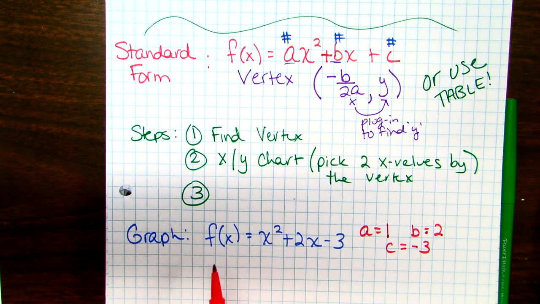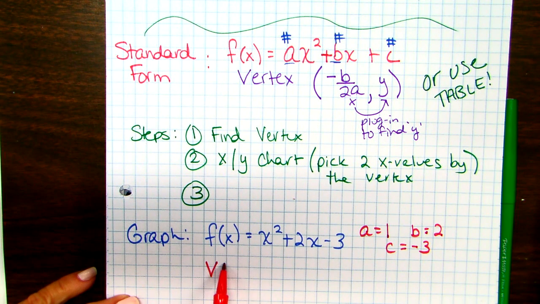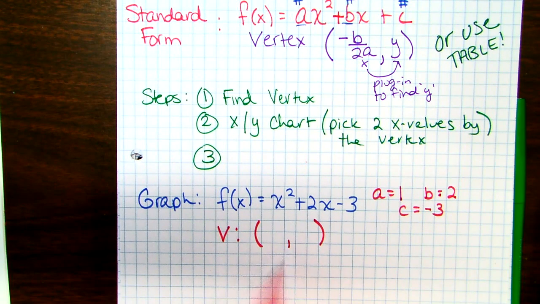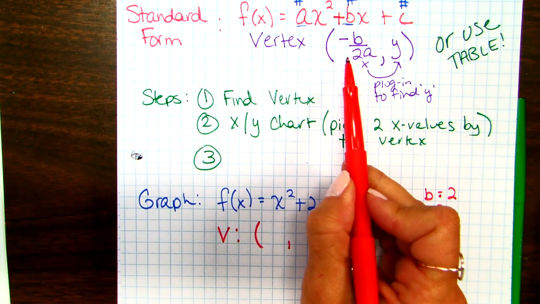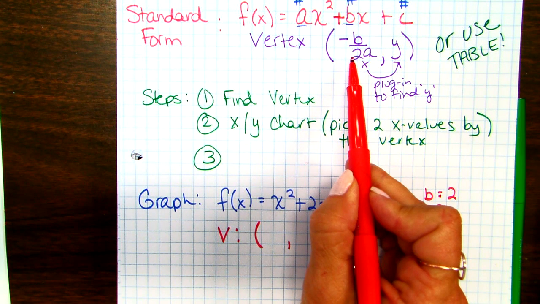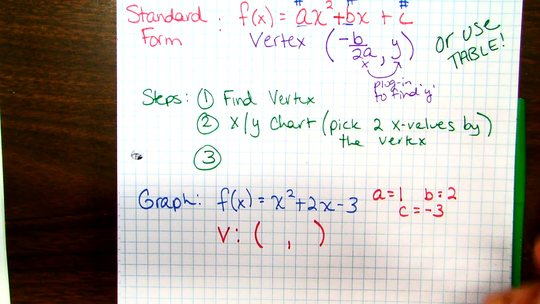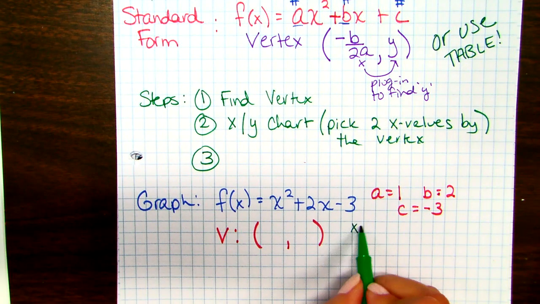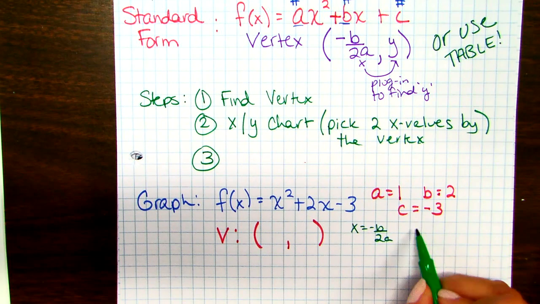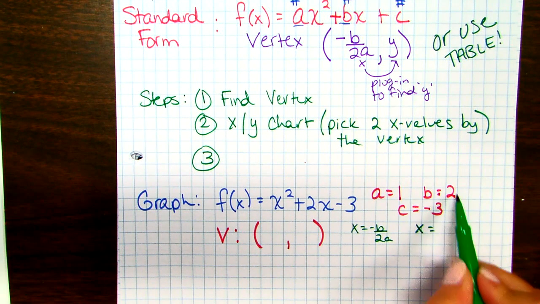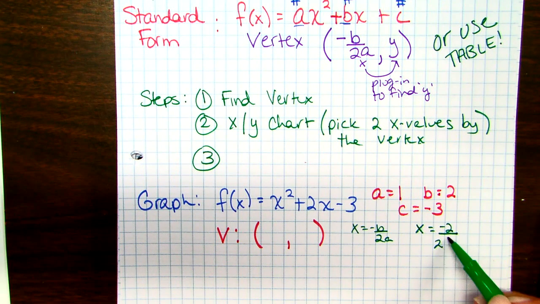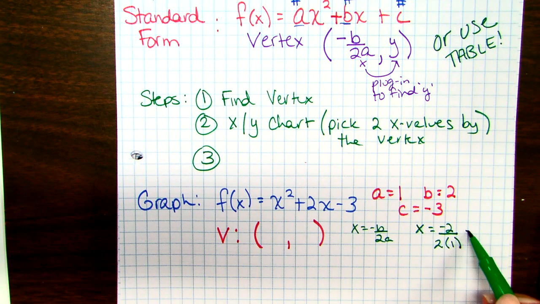And to find the vertex, that's our first step. The vertex would be an ordered pair. It's going to be an X and a Y. To find the X value, we use that little baby formula, negative B over 2A. So I'm just going to plug that right in there. So the X value is going to be negative B over 2A. So X equals negative 2, that's my B value, over 2 times A.